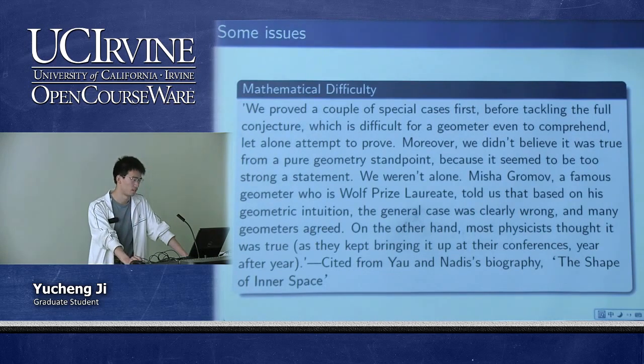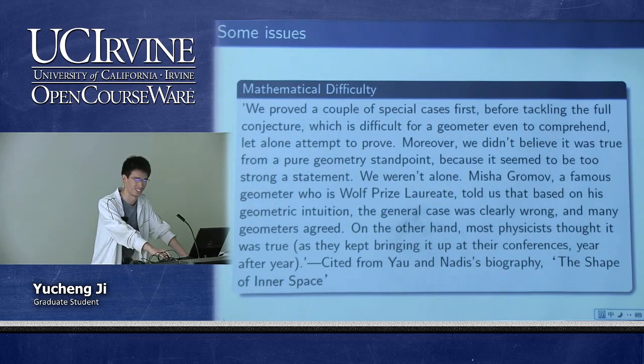but they think that the full conjecture is even difficult for geometers to comprehend, and they didn't believe it was true from a pure geometric standpoint. Misha Gromov, who is a famous geometer, the Wolf Prize, told them that based on his geometric intuition, the general case was clearly wrong. On the other hand, physicists thought it was true, so it's pretty useful for mathematicians to have some physical intuition to help them solve some problems.